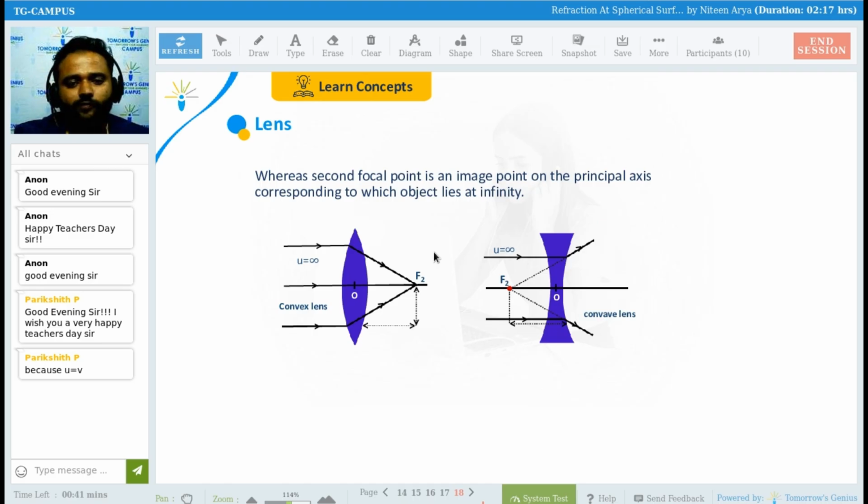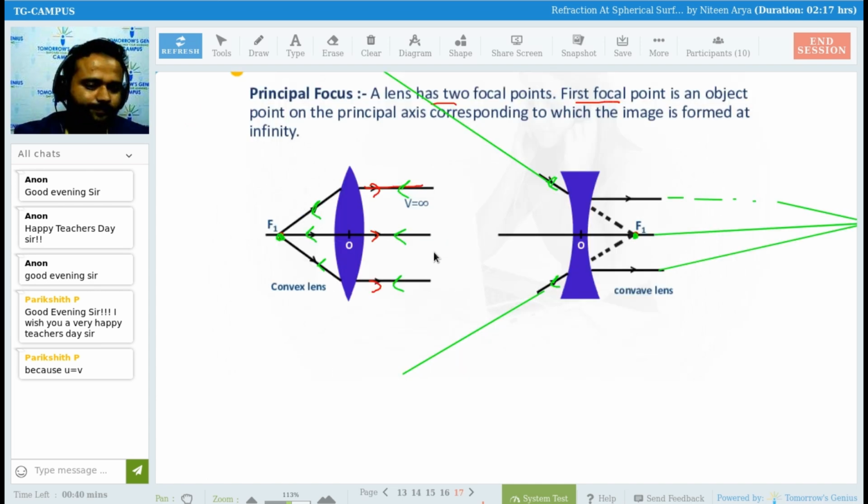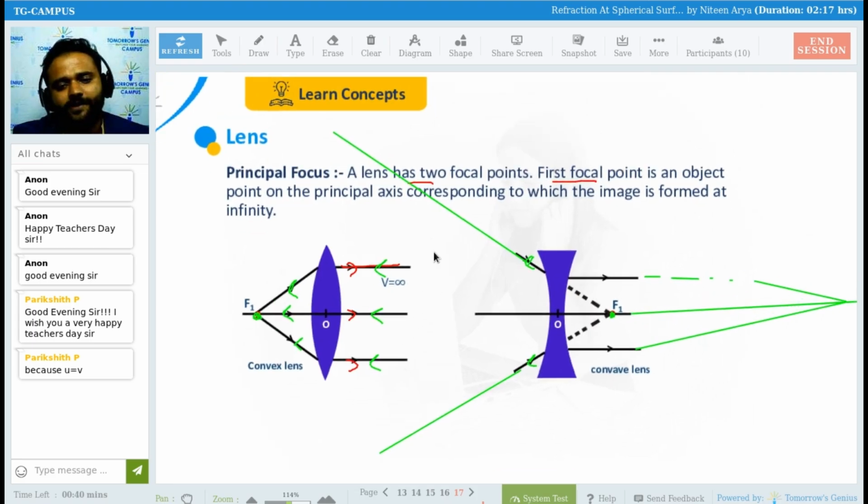Whereas the second focal point is an image point on the principal axis, corresponding to which the object lies at infinity. It means if any object is situated at infinity, we get the second focal point, which is the image point. Clear? In this way, for convex and concave lens, our first focal point is the object point: when we put an object at the focus, for either the convex or the concave one, the rays are going to meet at infinity. Simple as that. Or you can say the image is going to be at infinity.